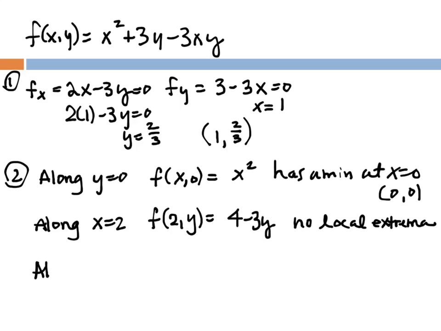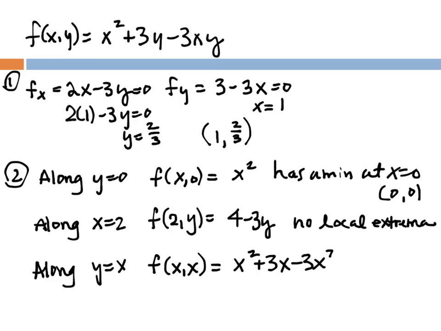So the last one is along the line y equal x. You can either plug in all the x's as y's or plug in all the y's as x's. It doesn't really matter. I think when I wrote it down, I put in all the y's as x's, so it looks like f(x,x). So I've got x squared plus 3x minus 3x squared, which gives me what?